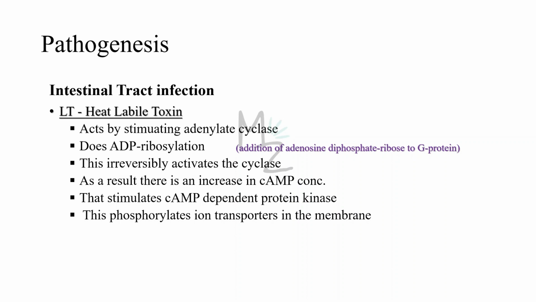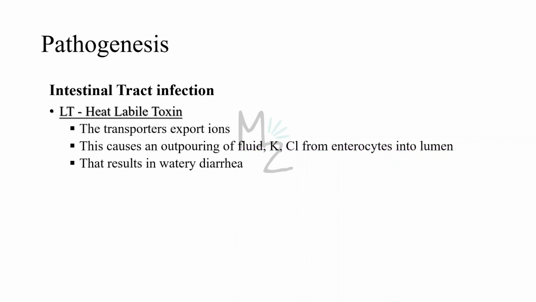The resultant increase in intracellular cyclic adenosine monophosphate concentration. And this concentration does what? It stimulates cyclic AMP-dependent protein kinase, which phosphorylates ion transporters in the membrane. Then what happens? The transporters export ions, which cause an outpouring of fluid, potassium and chloride from the enterocytes into the lumen of the gut, resulting in what? Resulting in a watery diarrhea. This is how watery diarrhea is caused. We'll talk a little more about watery diarrhea in just a moment.